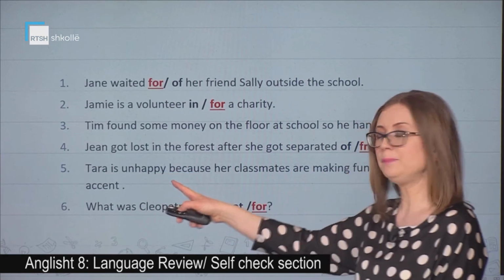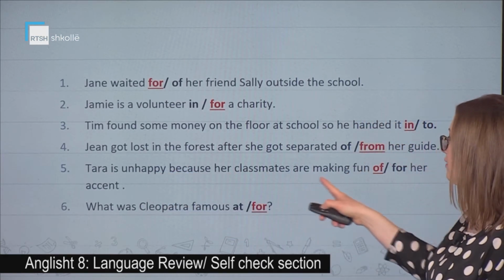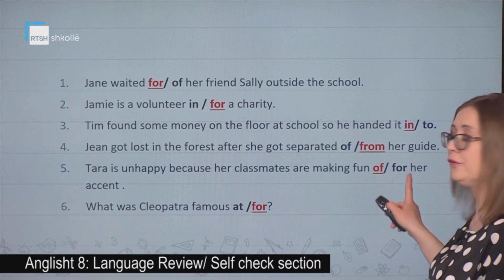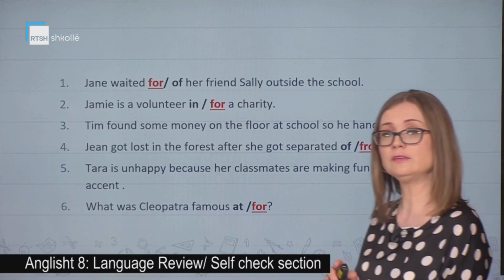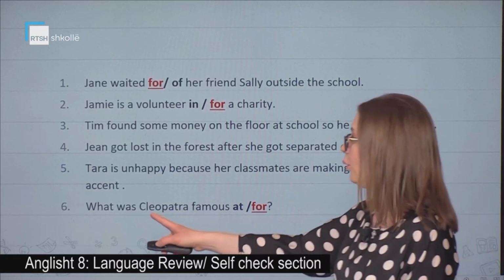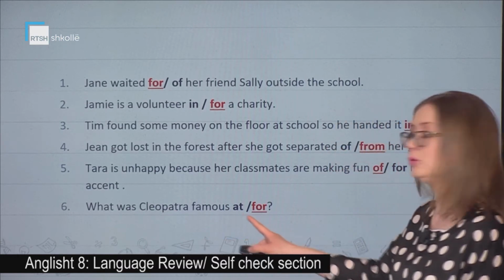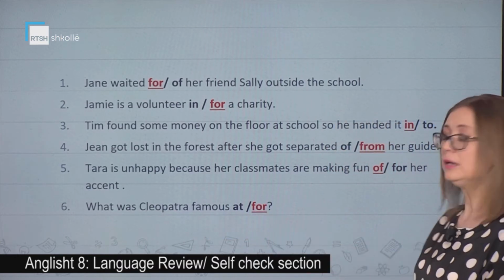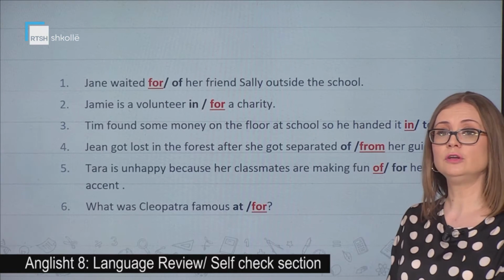Tara is unhappy because her classmates are making fun of her accent. Of is the right preposition. What was Cleopatra famous for? For is the right preposition to choose.